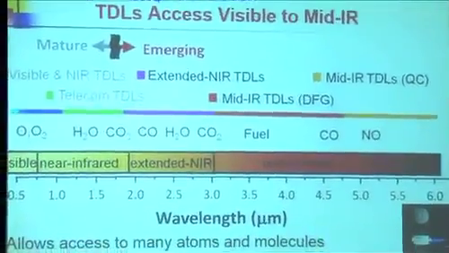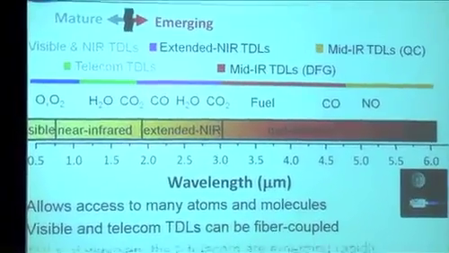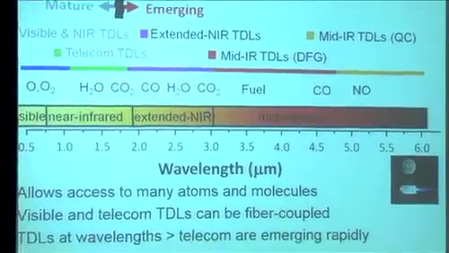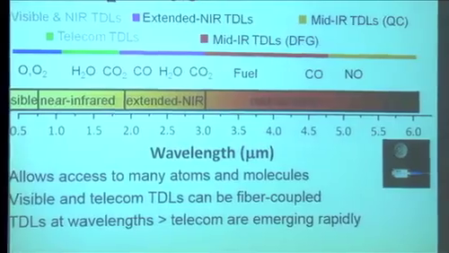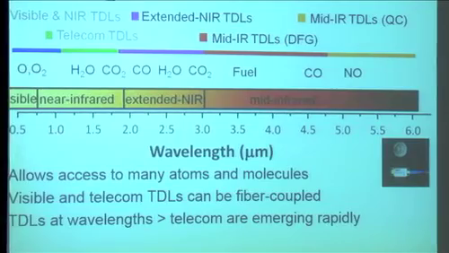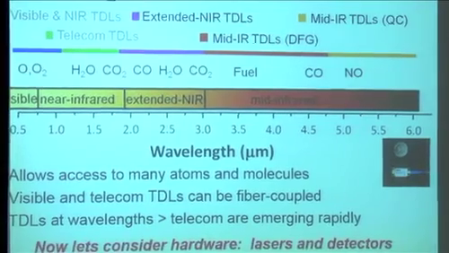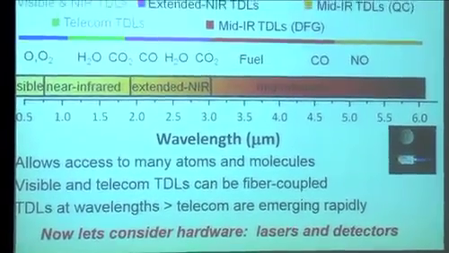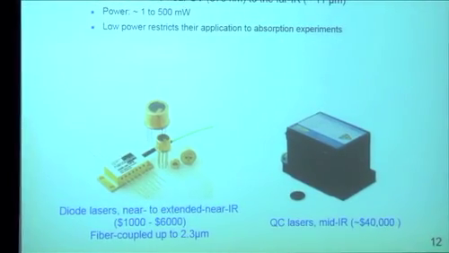So the nice thing about the visible in this region here is that the fibers are well developed. So you can imagine propagating the light by fiber to the experiment, splitting it, collecting the light, taking it to your detector. So you might want to isolate your equipment away from some nasty experiment. Let's look at lasers and detectors. So they typically look something like this.